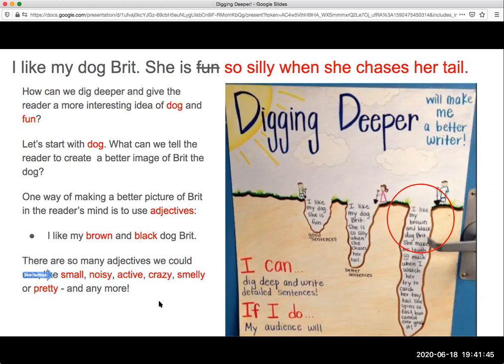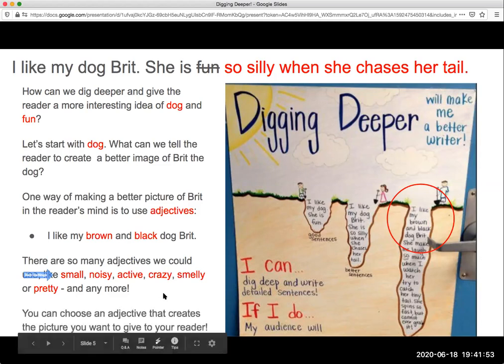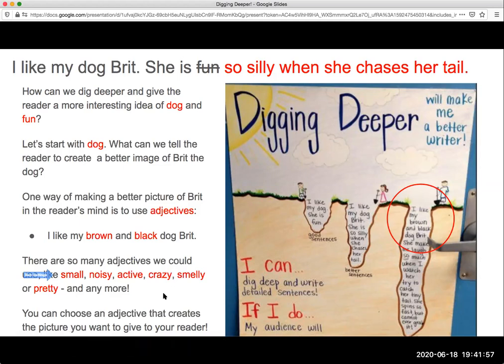Choose a word that you think will make your essay or your sentences more interesting to you and also to the people who read. So you can choose an adjective that creates a picture you want to give a reader. And for any noun in your essay, you can always make it a little bit more interesting or give a clearer picture by using an adjective.